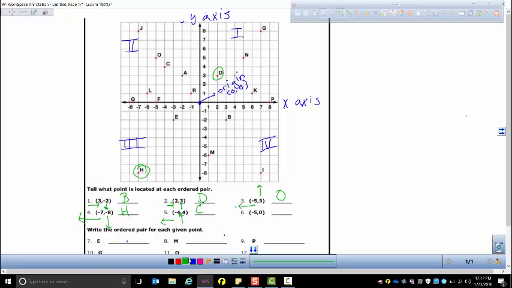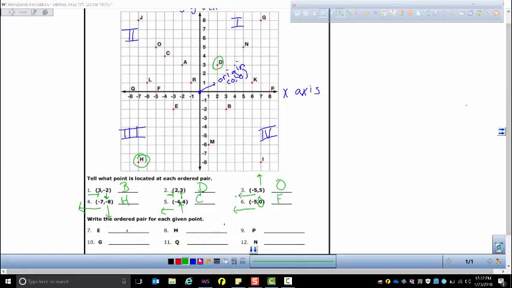Now the last one is a little bit tricky. It says negative 5, 0. So that means I go 5 to the left, which puts me right here, and then 0 means I do nothing. So that point is F. That point is on the x-axis. It's not in a quadrant. It's actually on the x-axis.